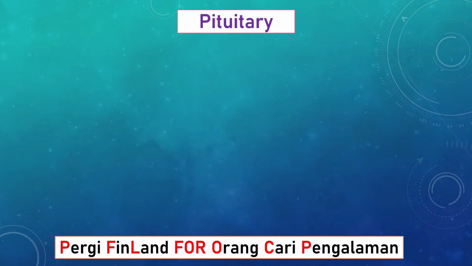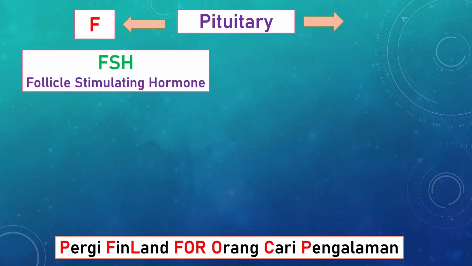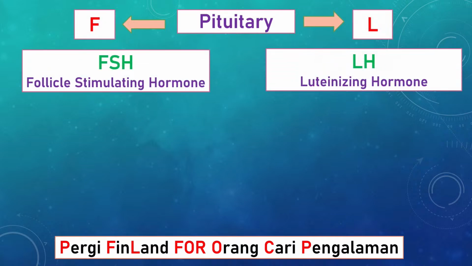So how to relate to this pituitary? P for pituitary, and pituitary will release its two important hormones, F for FSH and L for LH. So F for follicle stimulating hormone and L for luteinizing hormone. So this Pergi Finland PFL is for pituitary and the two hormones, right?